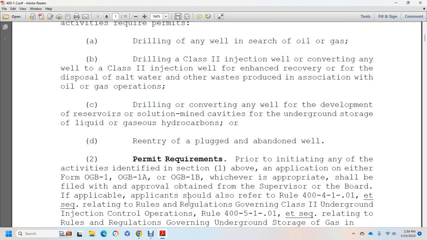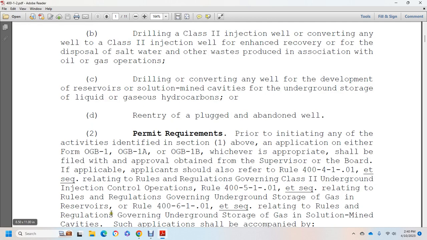Permit requirements. Prior to initiating any of the activities identified in Section 1 above, the application, either form OGB 1A or 1B, whichever is appropriate, shall be filed with and approved by the supervisor of the board. If applicable, the applicant should also refer to Rule 404-101 et seq. relating to the rules and regulations governing Class 2 underground injection control operations, Rule 405-101 et seq. relating to the rules and regulations governing underground storage of gas in reservoirs, or Rule 406-101 relating to the rules and regulations governing underground storage of gas in solution mine cavities.